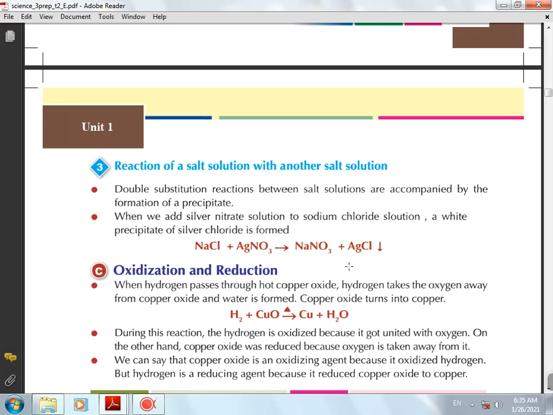Number 3, reaction of salt solution with another salt solution. Double substitution reaction between salt solutions is accompanied by formation of precipitate. When we add a silver nitrate solution to sodium chloride solution, a white precipitate of silver chloride is formed. NaCl plus AgNO3 give NaNO3 plus AgCl as a precipitate. Okay, this is the substitution reaction.